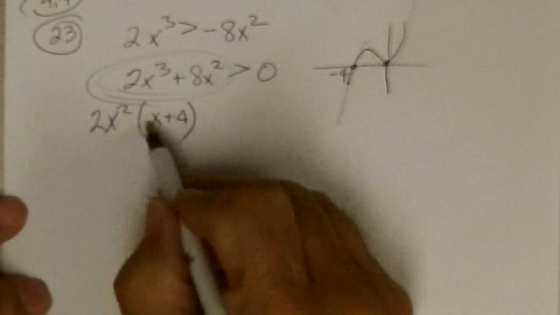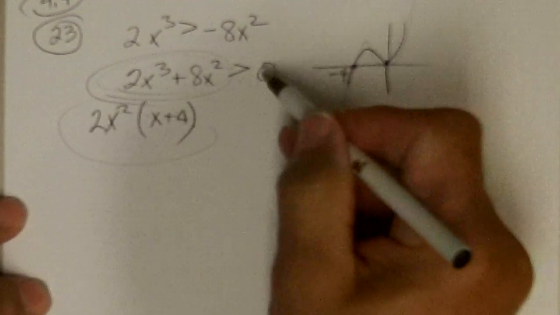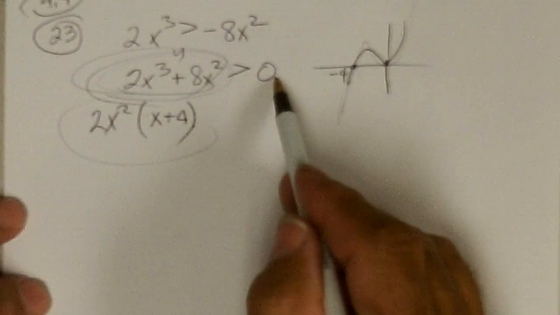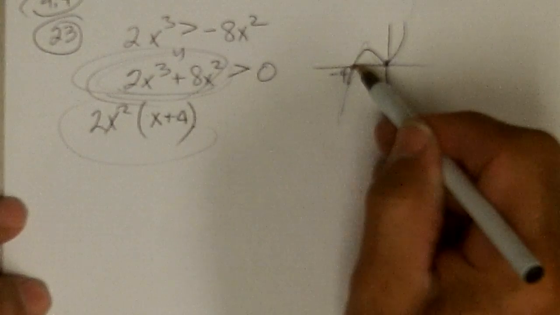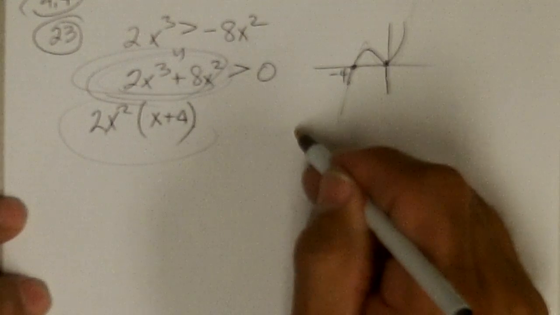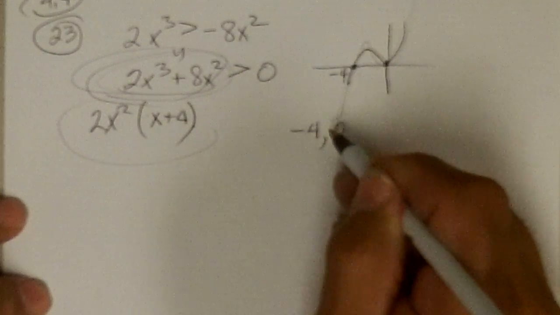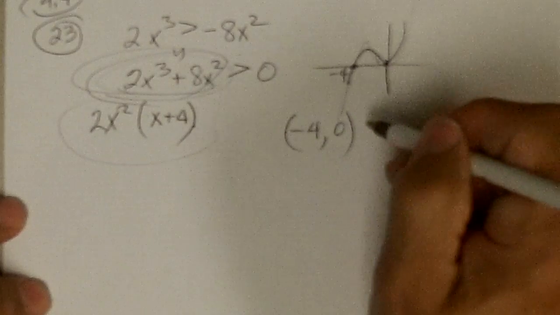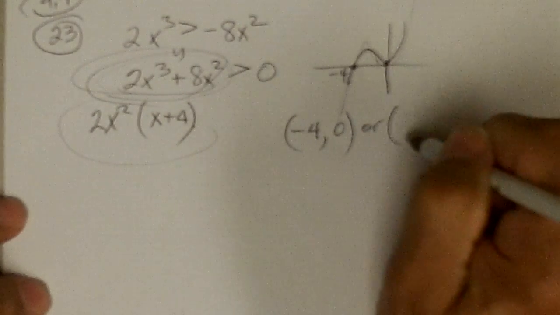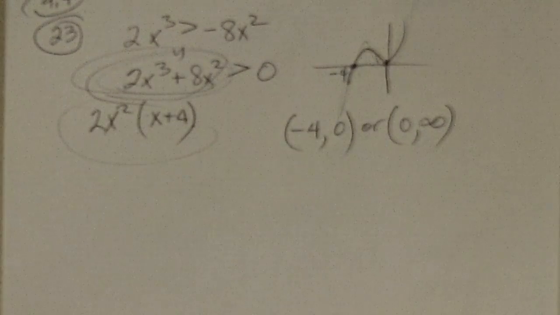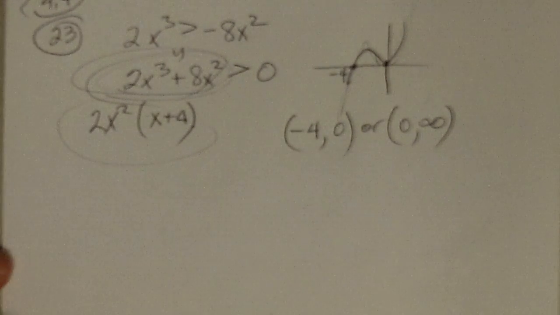And so when is this graph, this y value, greater than 0? Well, it's greater than 0 from here to there. It's not greater at 0, but then it's greater beyond. So it's from negative 4 to 0, the y values are greater than 0, and then from 0 to infinity. Pretty simple if you can just think about the graph.